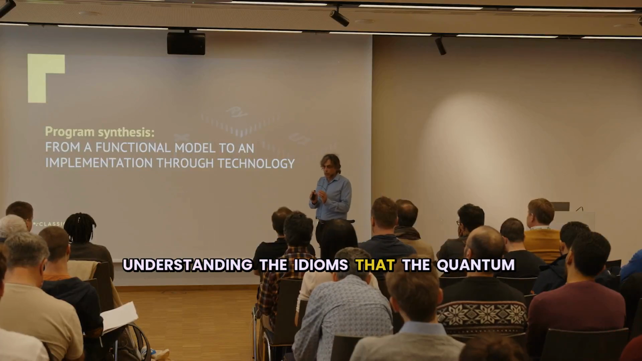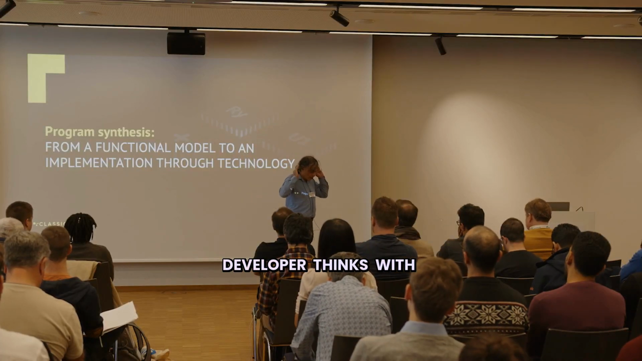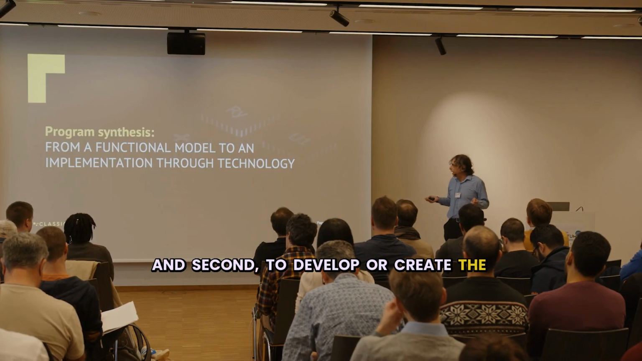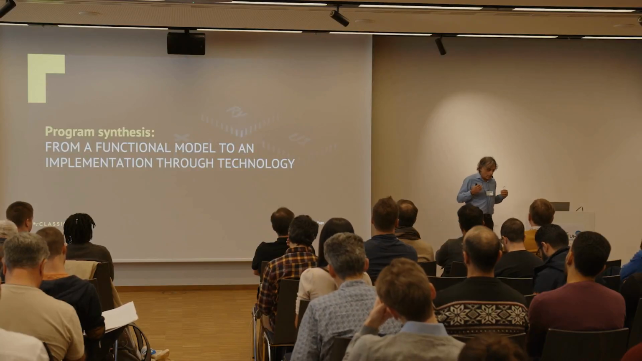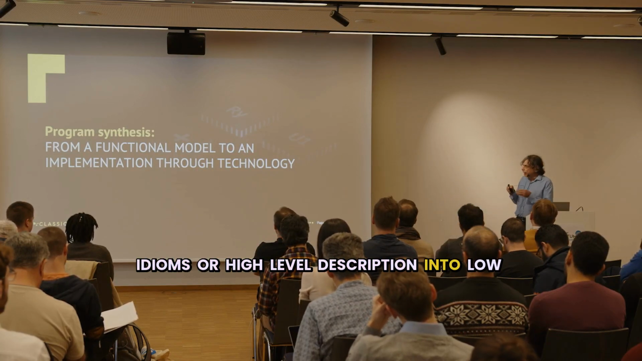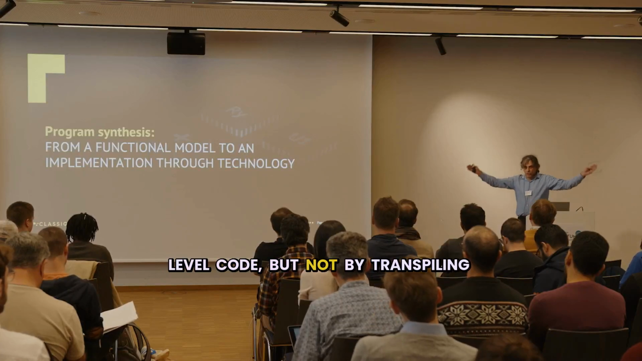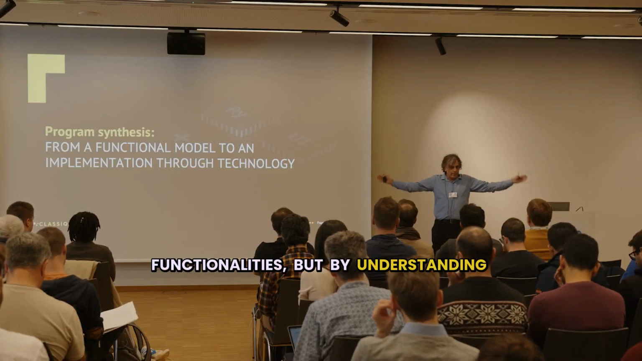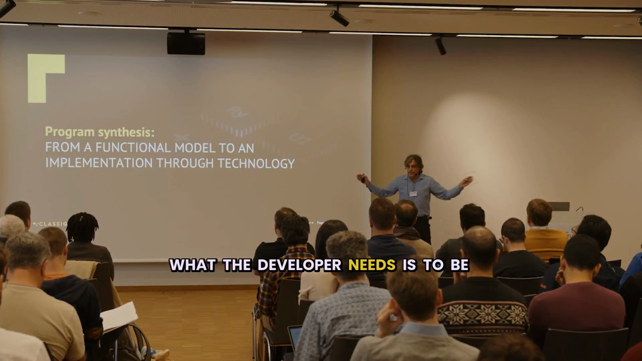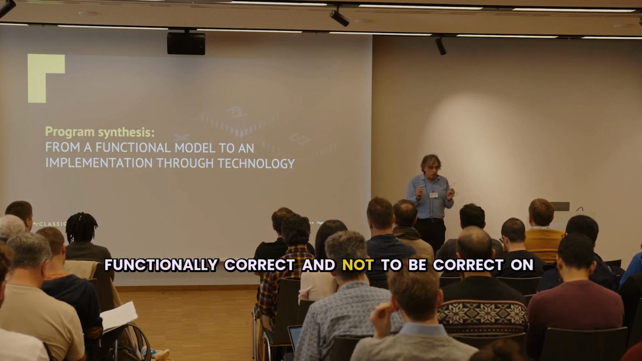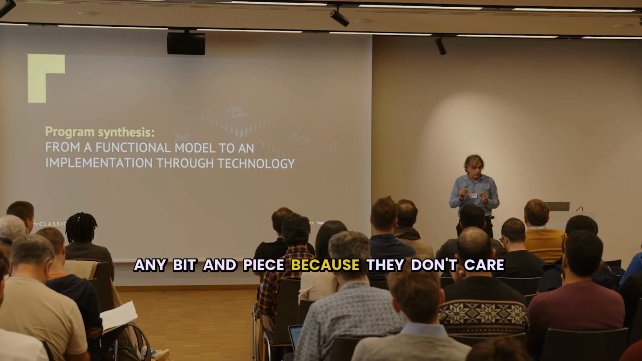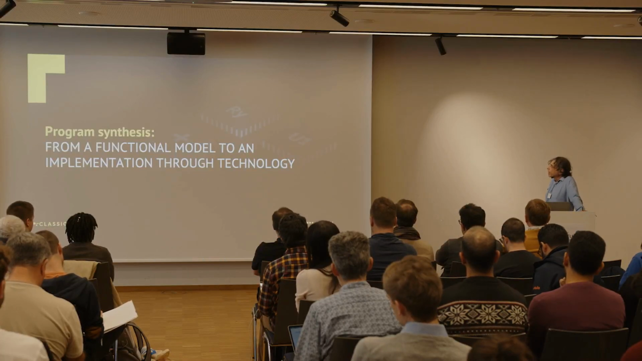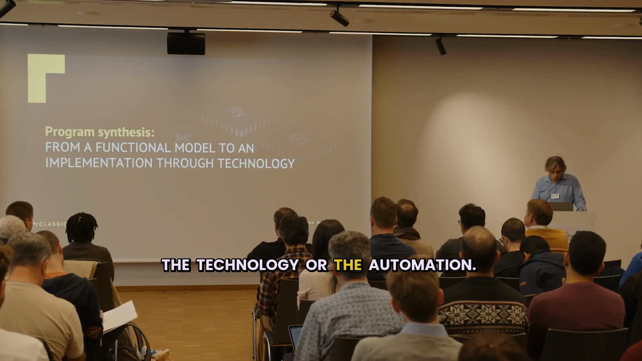First, understanding the idioms that a quantum developer thinks with. And second, to develop or create the technology which will take those idioms or high-level description into low-level code, but not by transpiling to very similar low-level functionalities, but by understanding that what the user needs, what the developer needs, is to be functionally correct, and not to be correct on any bit and piece because they don't care about it. So this is what you need to have in mind when I describe the technology or the automation.